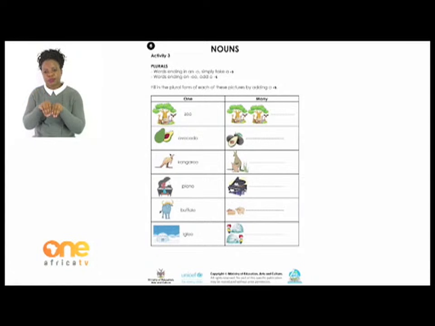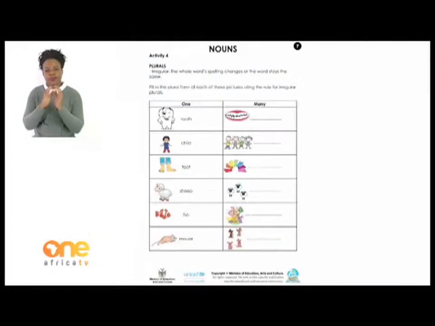Let's continue to page 7. Activity 4. Irregular nouns. Remember, the rule says the word or the noun may remain the same or change completely. The whole word spelling changes or the word stays the same. So, fill in the plural form of each of these pictures using the rule for irregular plurals. It is important also that we refer if you've forgotten.